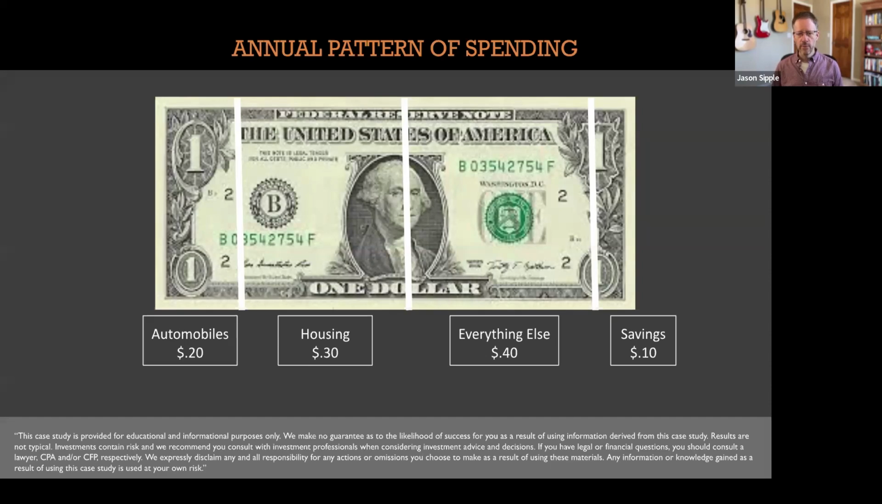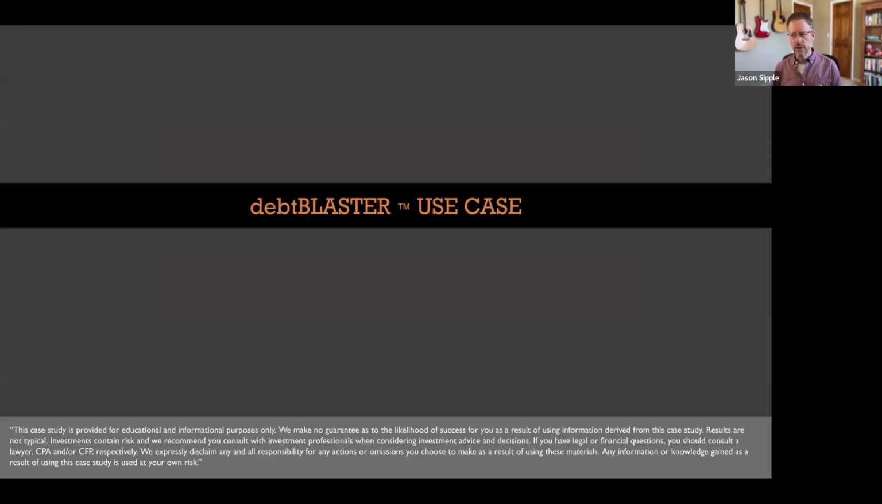But what if we were able to do something with that savings that would help us also capture interest that we're paying for automobiles, or interest we're paying for credit cards and personal loans and medical bills? That's what today's session is all about. So we're going to be going through a use case.